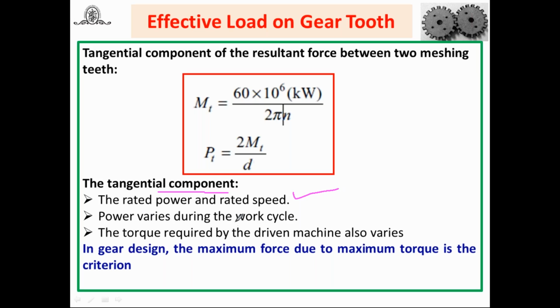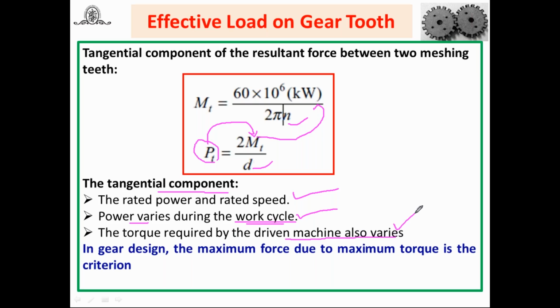Again, this power varies during the work cycle. Work cycle means that because of the load, which is going to vary, the PT component is going to change, because the other parameters N and D remain the same. As PT changes, MT is going to change. If the speed is also varying, what would happen? There may be a change in power also. And the torque required by the driven machine also varies, depending on the application.